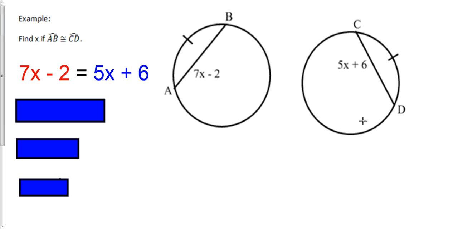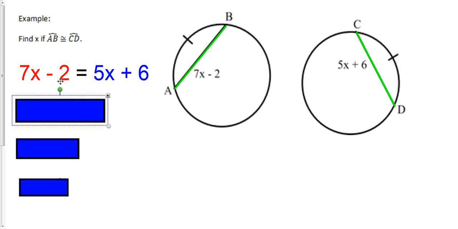We have two different circles here, and we are going to assume that these two circles are congruent to each other. If this arc length A to B is the same as this arc length C to D, then that would tell us that this chord A to B has to be the same as this chord C to D, which means we can set up the equation 7x minus 2 equals 5x plus 6.